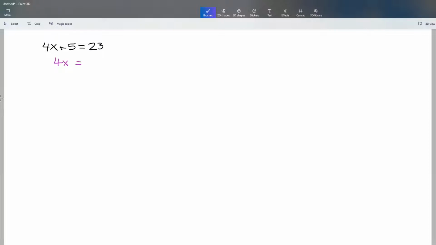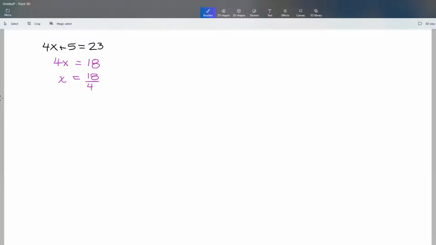Right, so 23 minus 5 is 18. And then we're going to divide both sides by 4. So over here, 4 divided by 4 is just going to be 1x. And then over here, we're going to have 18 divided by 4.